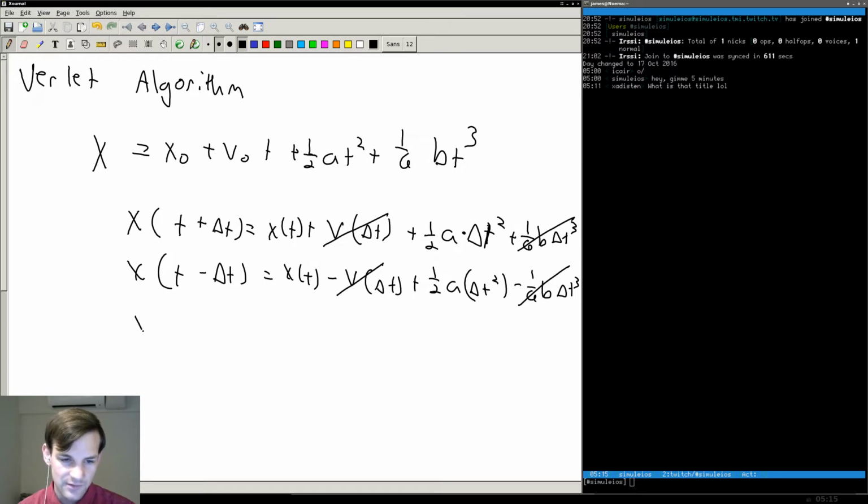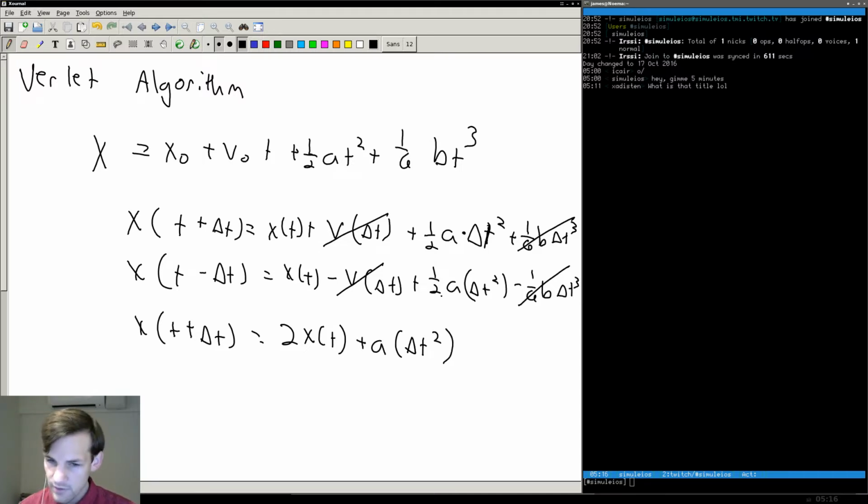One second. So we're going to say x of t plus delta t, which is the one we're looking for, is going to be equal to 2x of t, plus a times delta t squared. There we go, because the 1/2 plus 1/2 equals 1. Plus something that is on the order of delta t to the 5th.